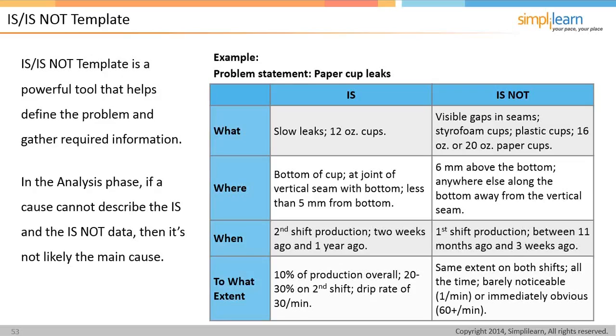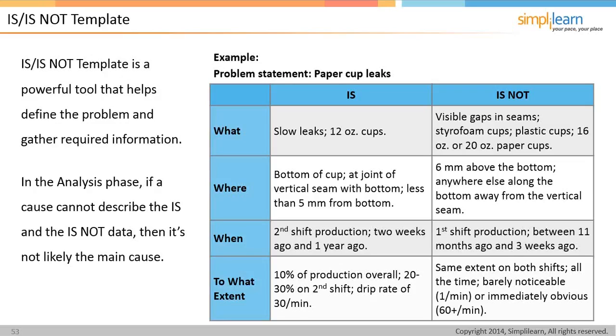You might also use something called an is or is not template. Again, there's one in your toolkit. It's a very good tool that's going to help you define the problem and gather information: what it is and what it's not. In the analysis phase, if a cause cannot be described by the is and is not data, then it's not likely the main cause.